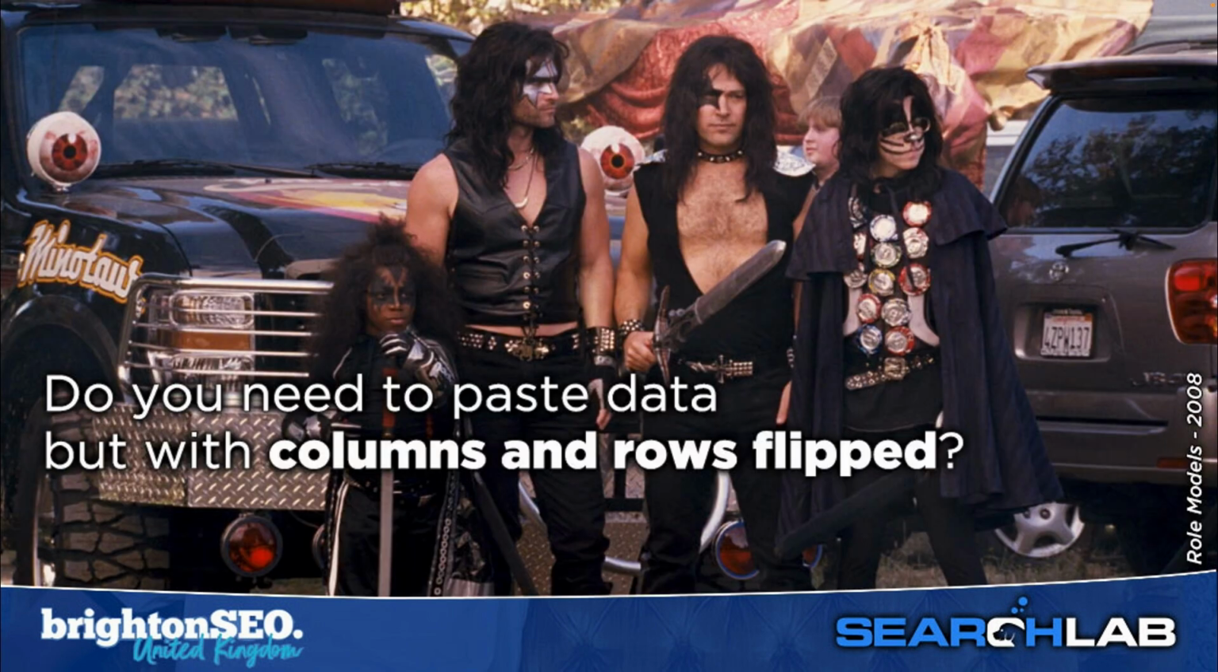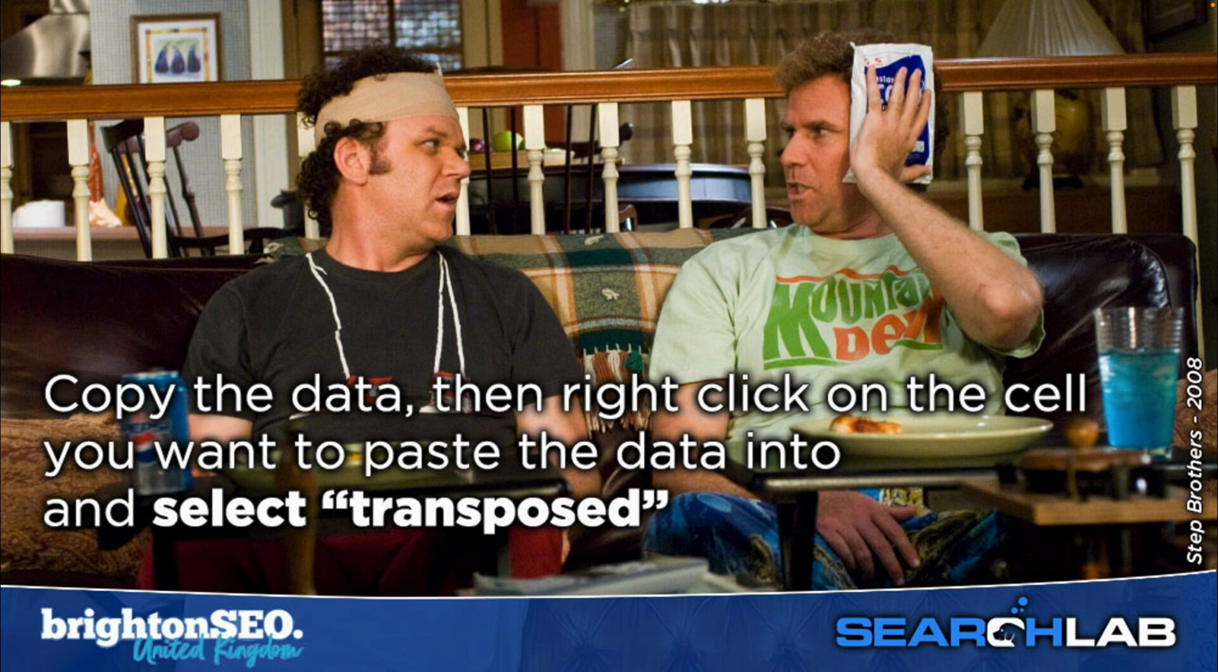Sometimes in random situations, you may need to paste data, but you want to flip the columns and the rows. So whatever is the column titles needs to be the row titles. It's a weird thing, but trust me, you're probably going to need to do it at some point in your career. So if you copy the data and then you right click on the destination cell and you select transposed, it will paste everything and switch the rows and the columns.